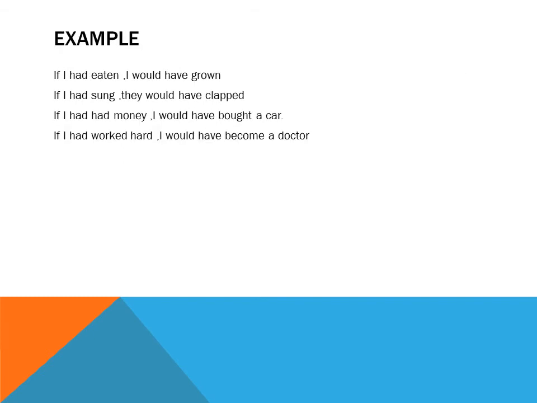Now let us look at the examples of the impossible conditions we have. If I had eaten, I would have grown. And you can clearly see if plus had plus a verb in past participle, that is eaten. Then we go to would have grown. Then if I had sung, they would have clapped. The same thing. If I had money, I would have bought a car. If I had worked hard, I would have become a doctor.